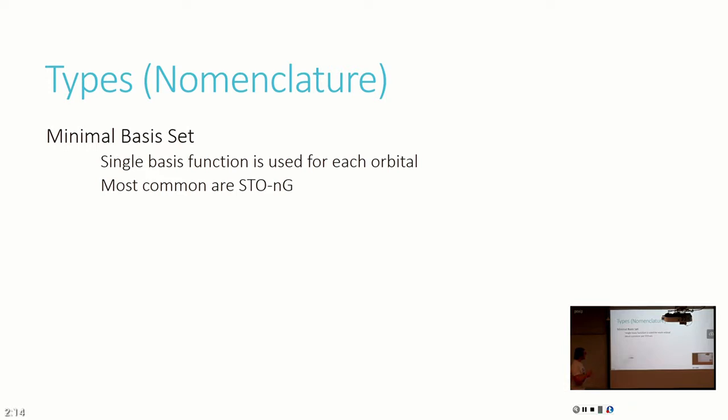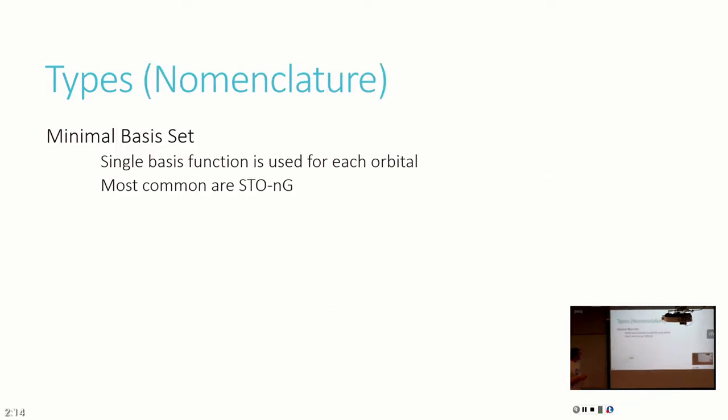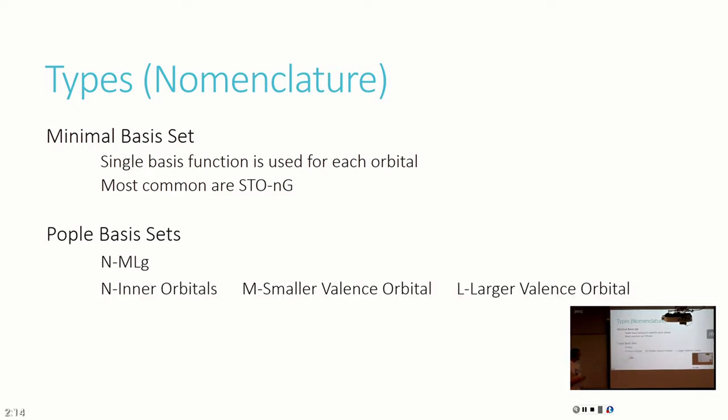The most common type are the STO-NG, where this N is some number. And what this means is, if we go back here, this is actually our contracted Gaussian type orbitals, where N indicates how many Gaussian functions we are adding together to create that Slater type orbital, with STO meaning Slater type orbital. There are the Pople basis sets, which have the NMLG nomenclature.